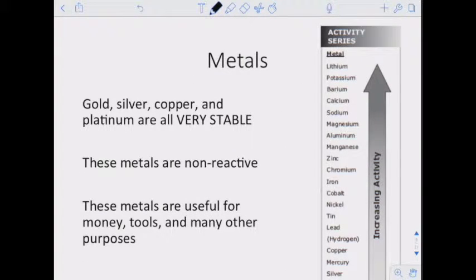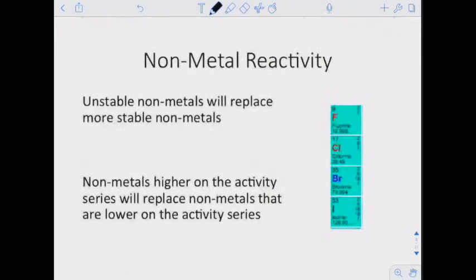So if we look at this, gold, silver, copper, and platinum are very stable. They're down here at the very bottom. These metals are non-reactive, and these metals are used for monies, tools, and many other purposes because they are unreactive.